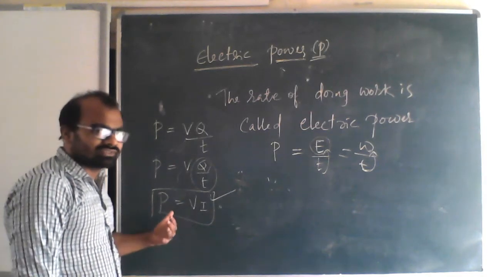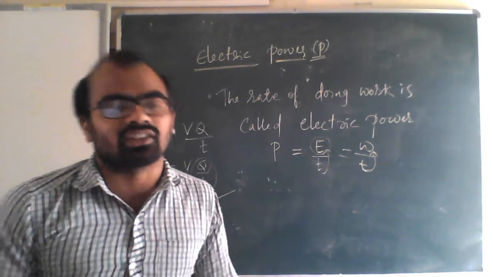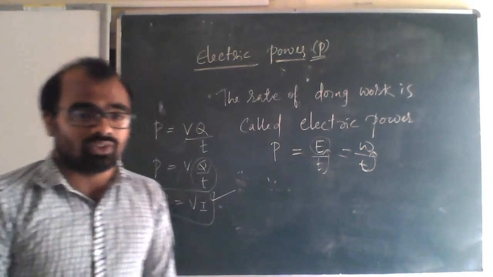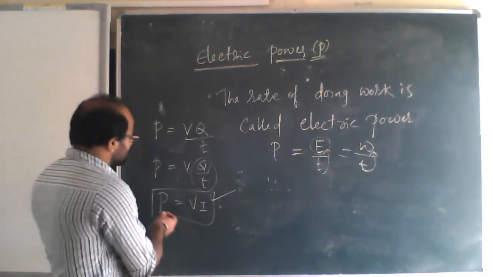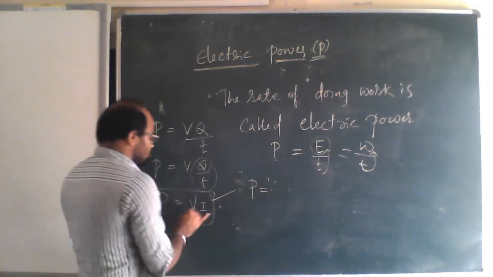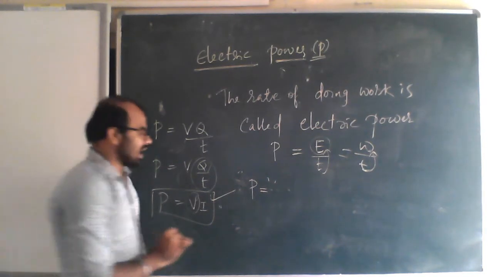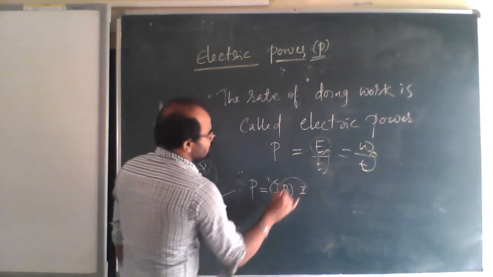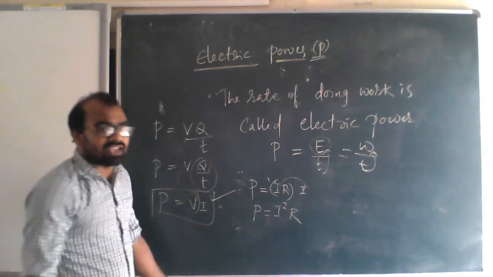You can define power by this also. What is power? The product of voltage and current in an electrical circuit is also called power. Remember, P equal to VI. So here we can get some formulas. In P equal to VI, I can put V equal to IR from Ohm's law, so P is equal to I square R.